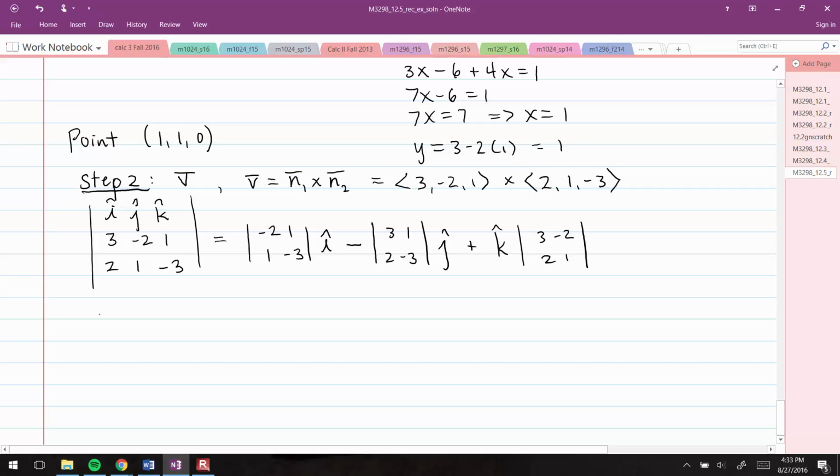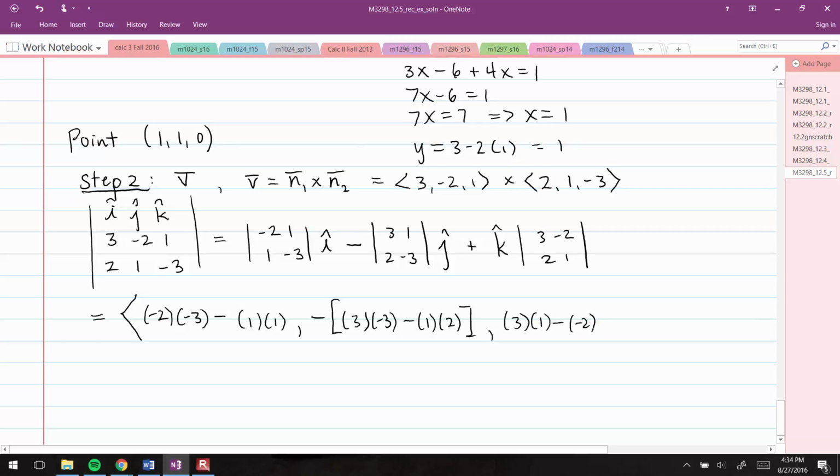Alright, so finding the 2x2 determinant, we take -2, diagonally multiply by -3, then it's minus between these always, and I'm starting up at the top right corner and moving diagonally to the other corner, and I have 1 times 1 from that. Don't forget the negative for the j component, and we have 3 times -3 minus 1 times 2. And then finally with the k, we're going to have 3 times 1 minus -2 times 2.